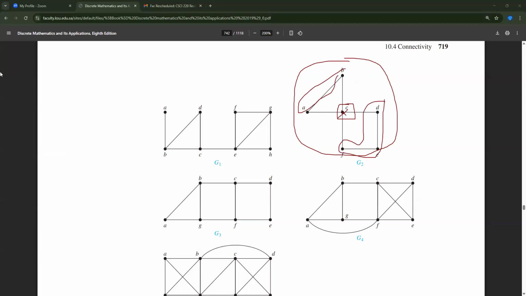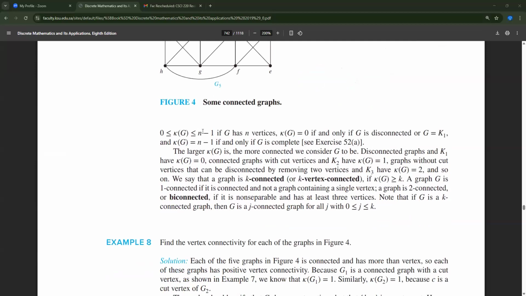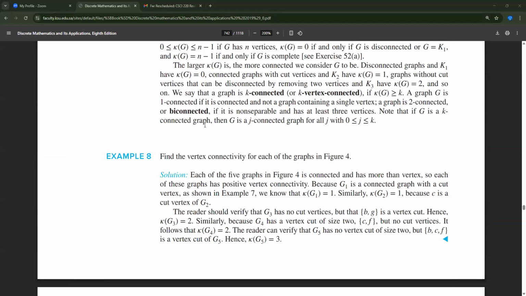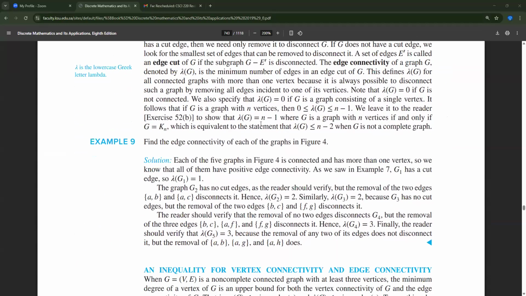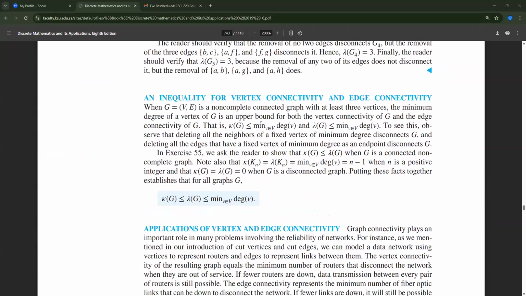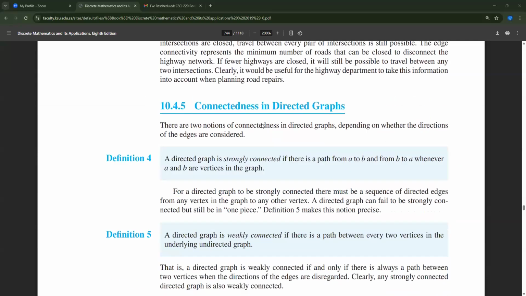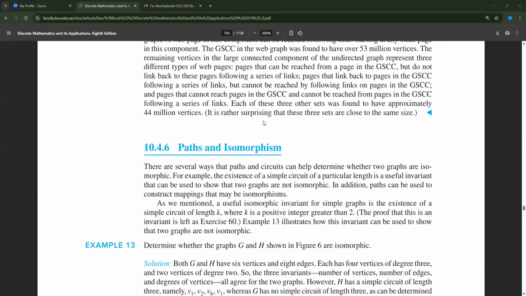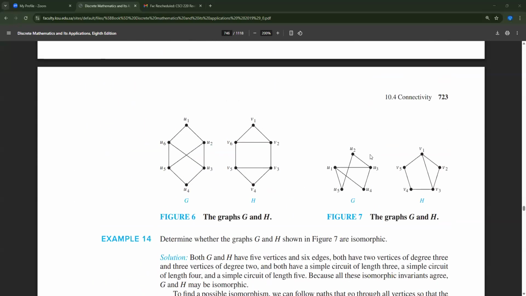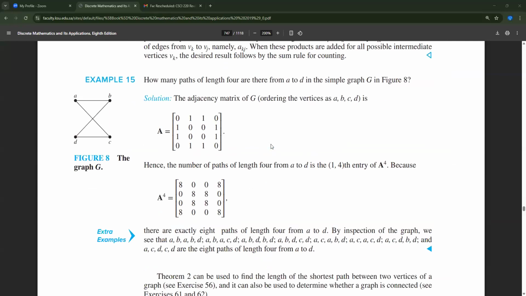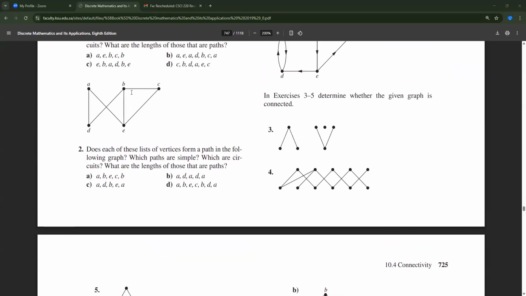Let's see if there's any examples. Vertex connectivity, connected. Okay. I think those were the examples they gave. I'm saying like, we went over isomorphic. Practice code. Okay.